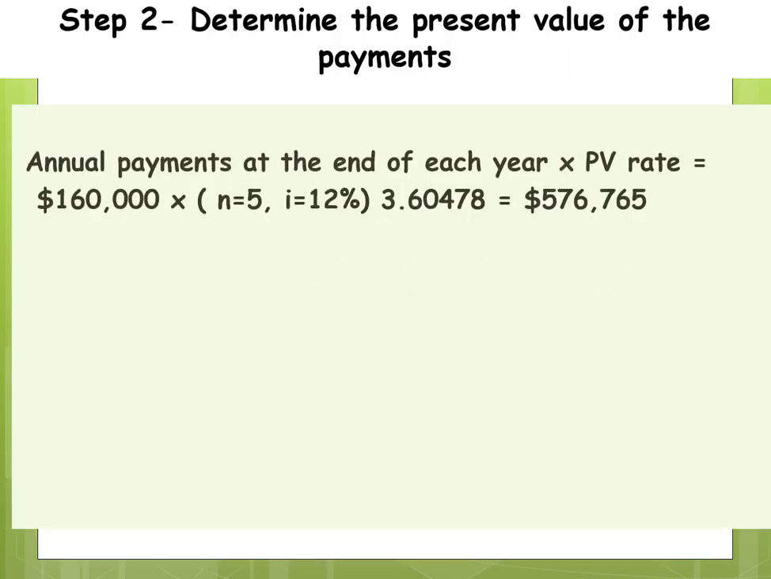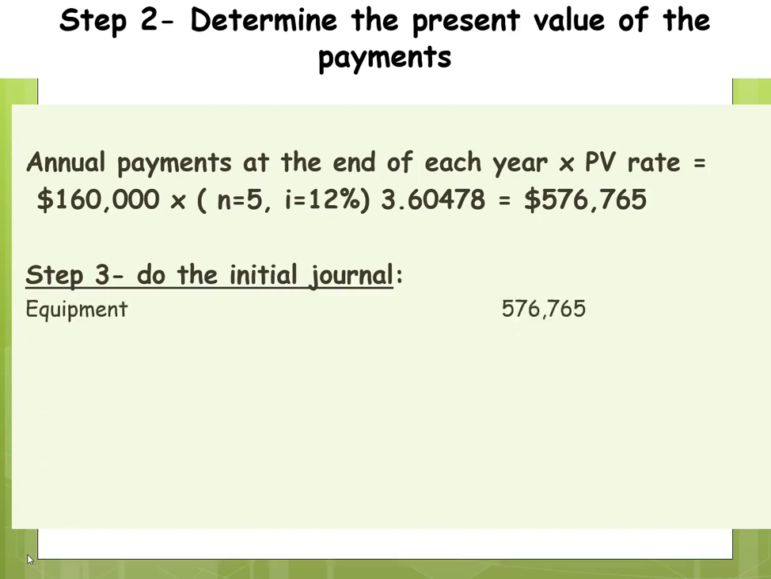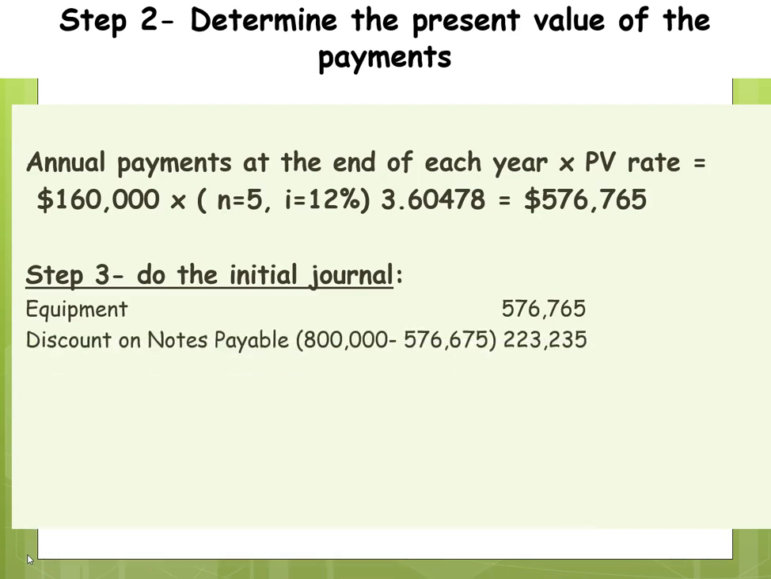So step 2, we're going to take that factor times the $160,000, and that tells us the present value of those payments is $576,765, which means the difference between that and the $800,000 is discount on note or interest expense. So first, we know the equipment is going to go in at the net present value of the payments, and then the discount is going to be the difference between the note and the amount that is going to be treated for the equipment. Notes payable is going to be $800,000.